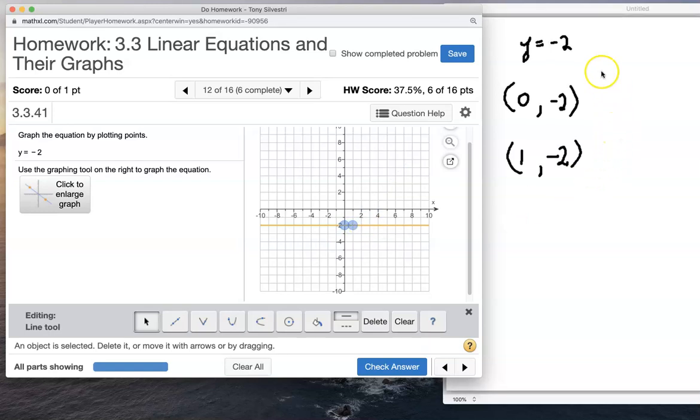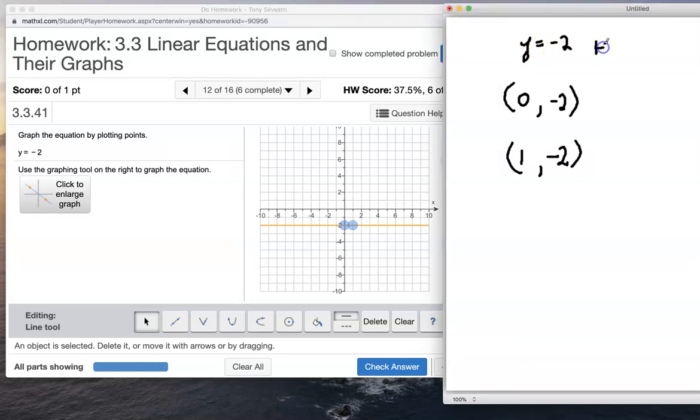Horizontal line. By the way, you should memorize this or put this in your notebook or do something. All y equals equations are horizontal lines. All of them. Okay? If you're not getting horizontal lines... I can't spell horizontal lines. All y equals.